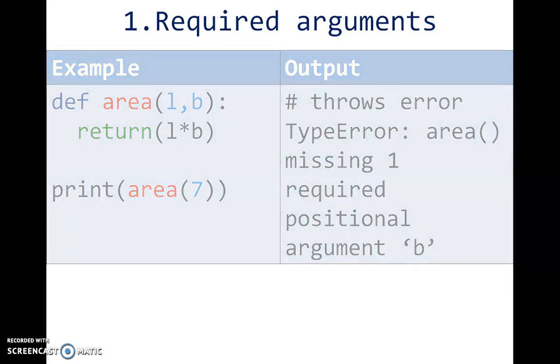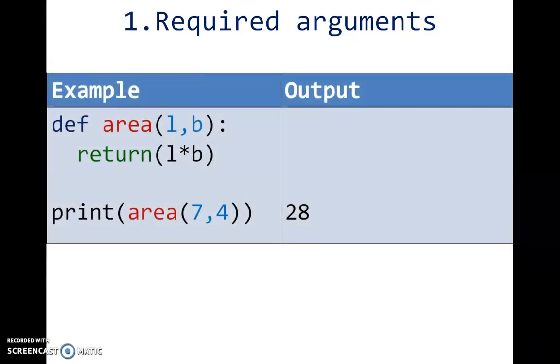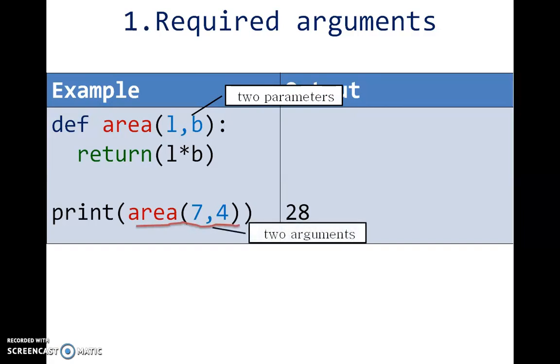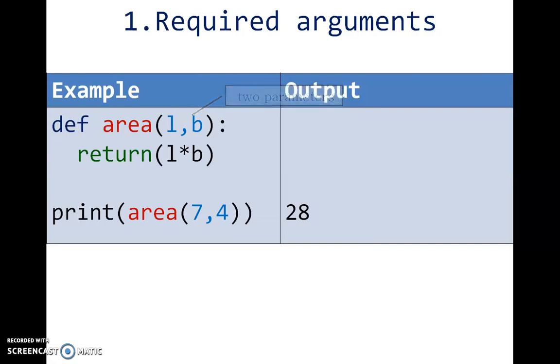So which is the correct way of giving the required arguments? If in the function definition there are two parameters L, B, in the function call also you should mention two arguments. So here area(7, 4), I have mentioned two arguments. So the arguments must match the number of parameters. So 7 is passed to L and 4 is passed to B.